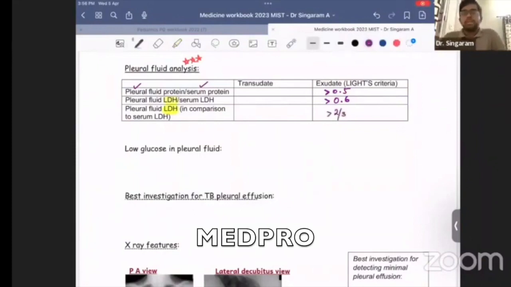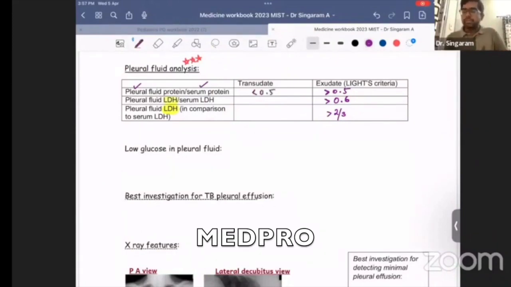For example, serum LDH is 300 milligrams. Think like this. What will happen in an exudate? It will be more than 2/3 of that. What is the meaning? It will be more than 200. Pleural fluid LDH will be more than 200 in case of exudate. I hope you are able to follow this. Okay, clear? So what we are trying to do is compare the pleural fluid LDH and pleural fluid protein with the serum protein and serum LDH. That is what I'm trying to tell you. And please remember, everything will be opposite for transudate. So what will I write for transudate? The level of pleural fluid protein to serum protein will be less than 0.5.